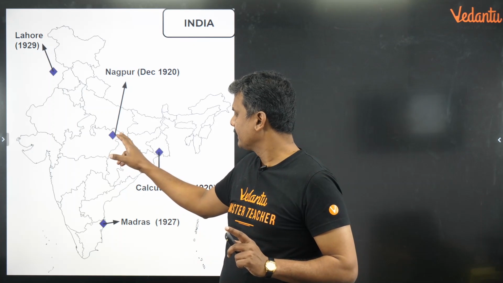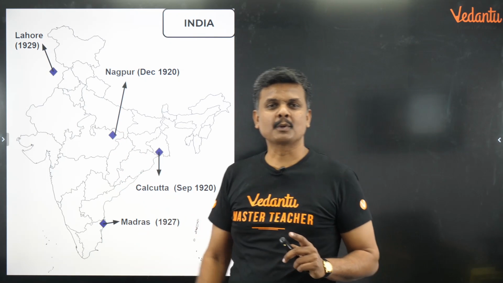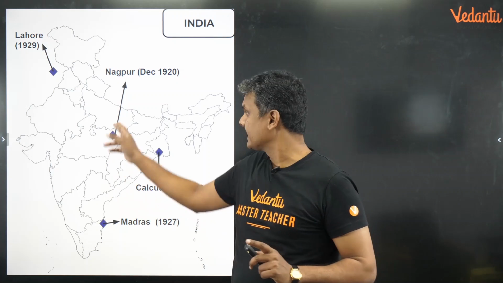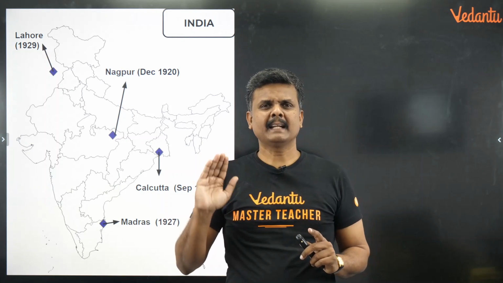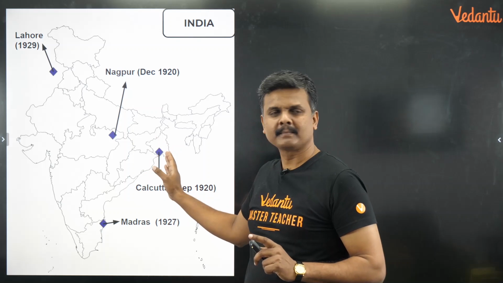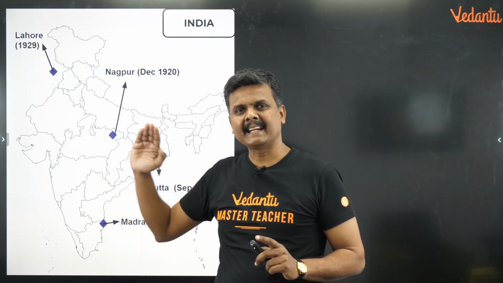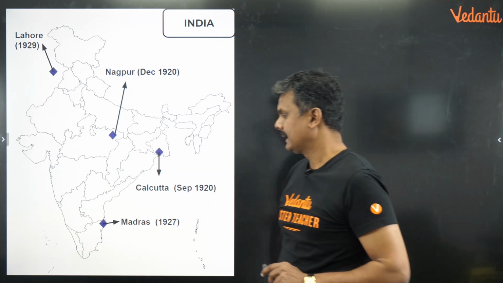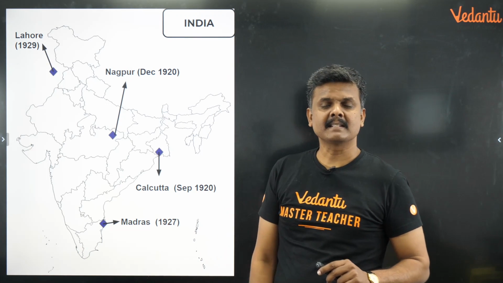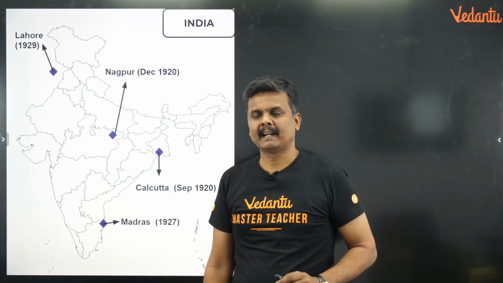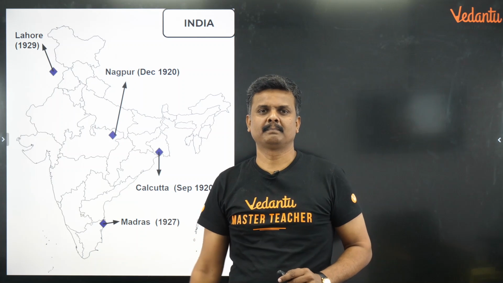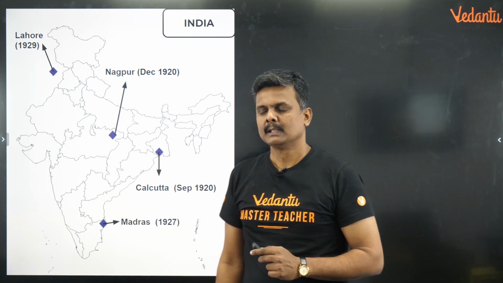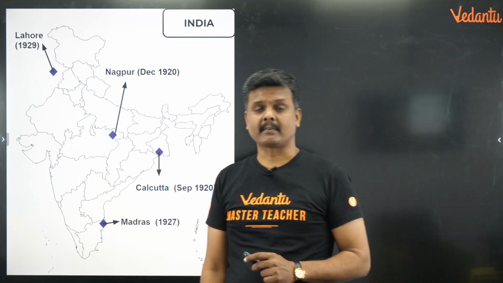You find Nagpur there. Kolkata is an ocean-lined city, is it not? You will find Kolkata also happened in 1920, both Nagpur and Kolkata. Kolkata is very easy because it is towards the border. It is towards the ocean. It's lining the ocean, right? So that happened in September 1920. Then the 3rd one is again Madras. It's also an ocean-lined city, but it is down, at the bottommost of India, is it not? Tamil Nadu. So that is in 1927, Madras.